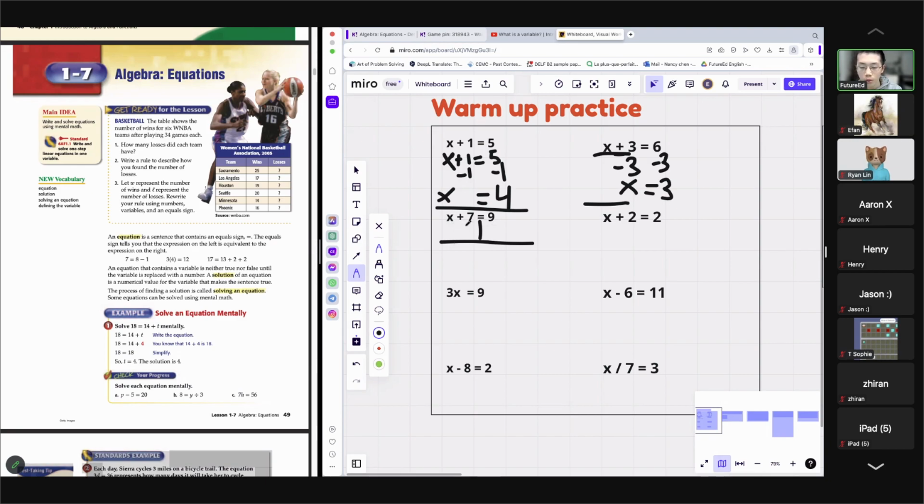Ryan Lin, can you tell me what you would do in the third problem down here? Ryan? Okay, if Ryan isn't here, Sean, would you like to tell me what I can do with x plus 7 equals 9?